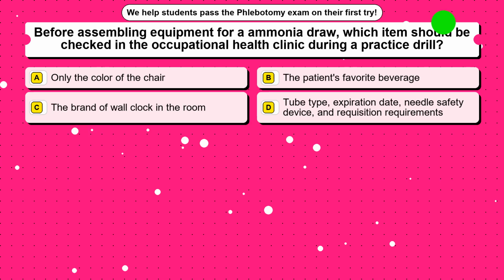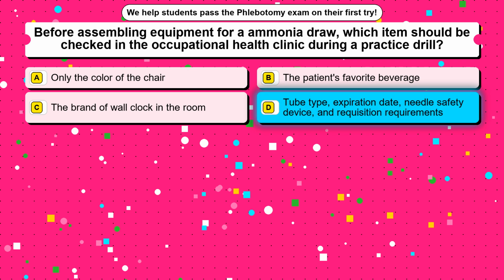Question 59. Before assembling equipment for an ammonia draw, which item should be checked in the occupational health clinic during a practice drill? Option A. Only the color of the chair. Option B. The patient's favorite beverage. Option C. The brand of wall clock in the room. Option D. Tube type, expiration date, needle safety device, and requisition requirements. The correct answer is option D.